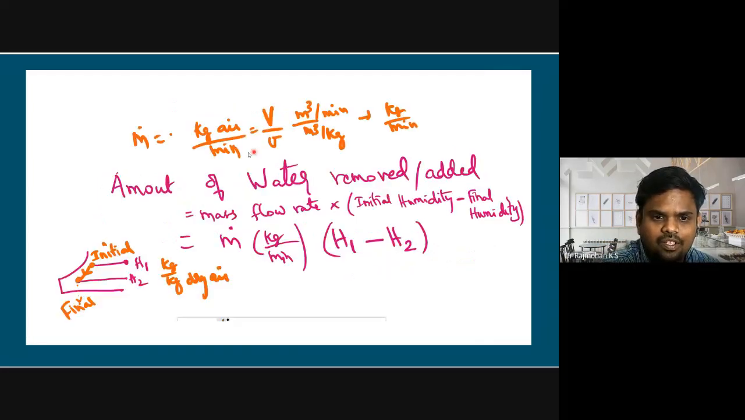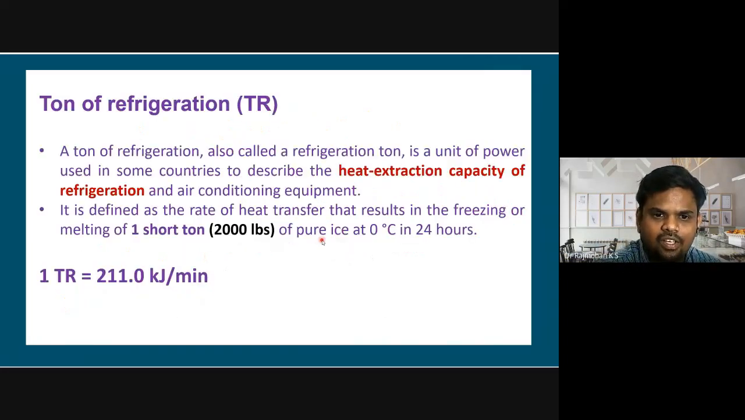Okay, and the amount of water vapor added or removed can be calculated by the mass flow rate into the absolute humidity at condition 1 and condition 2, the initial and final, to determine the amount of water added or removed. Okay, and I told how to convert the heat added or removed. Heat capacity can be converted to tons of refrigeration using the conversion factor. 1 ton of refrigeration is equal to 211 kilojoules per minute.